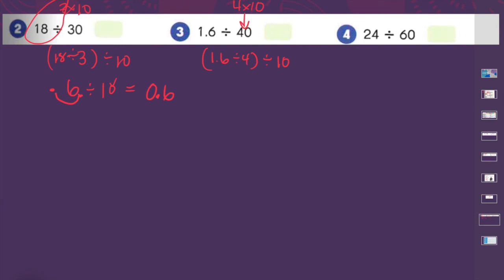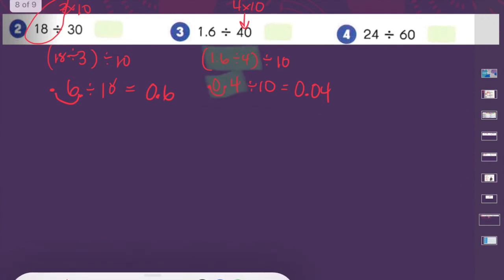So 1.6 divided by 4 is 0.4. And 0.4 divided by 10, well, I would move my decimal point 1 place to the left, since I'm dividing by 10, fill in with 0, so it would be 0.04. Now, if you're wondering how I knew mentally that 1.6 divided by 4 was 0.4, well, I know my basic facts, so I know 4 times 4 is 16. So I knew because it was 1.6, it would have to be 0.4.